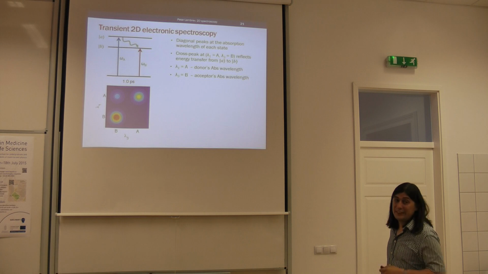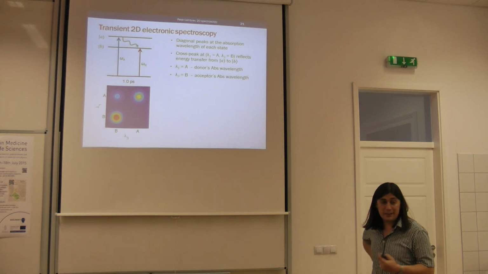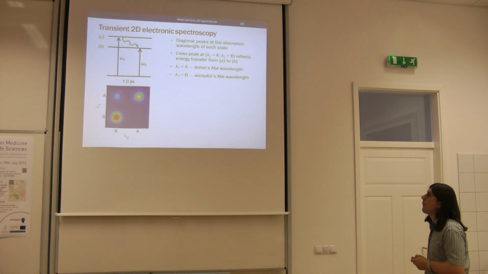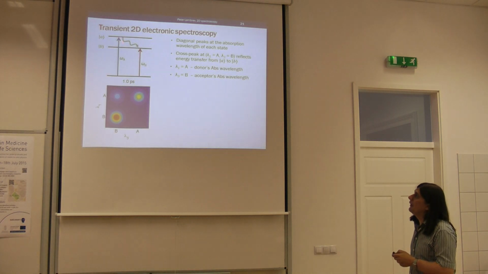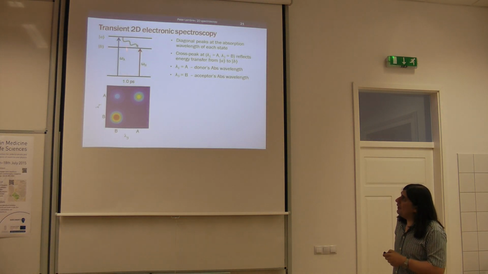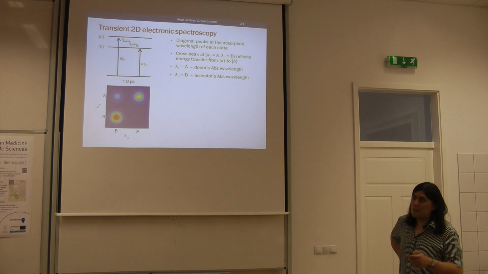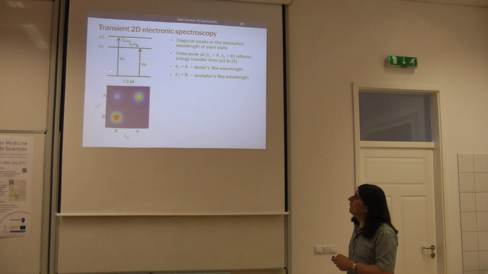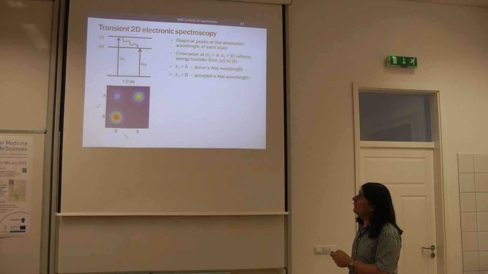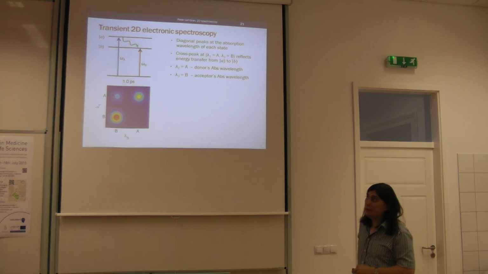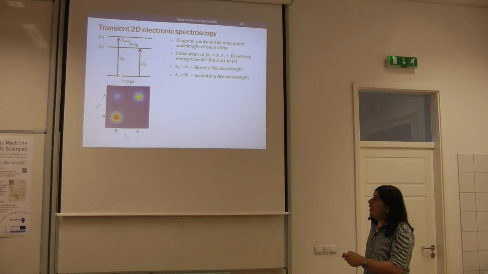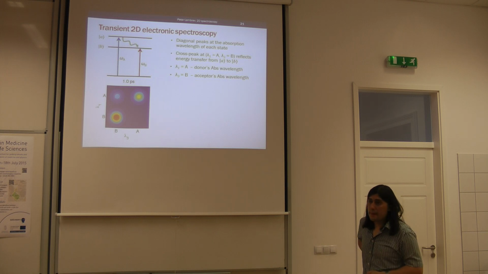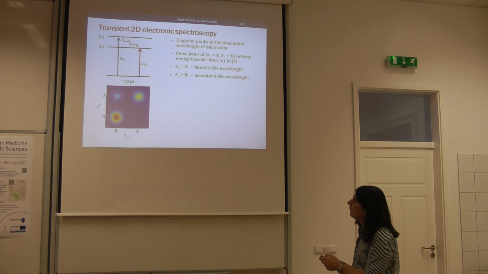So what do we learn? I just want to show you the example of the LHC2. Basically, that's the method. Let's say we have two chlorophylls, or whatever, two molecules. One has a higher energy transition, the other has a lower energy transition. We pump at one transition, then we allow some time for energy transfer to occur, then we probe at both. So we will see diagonal peaks.